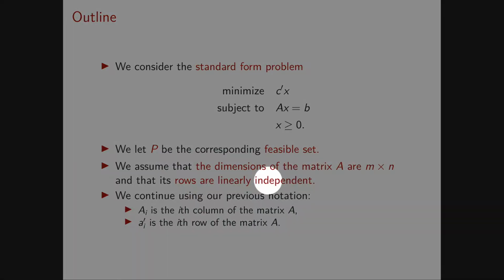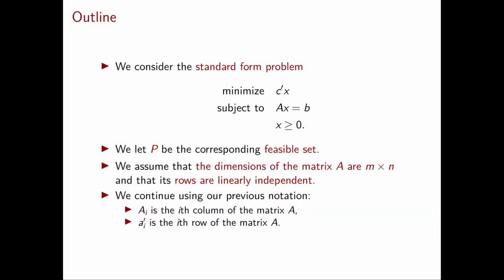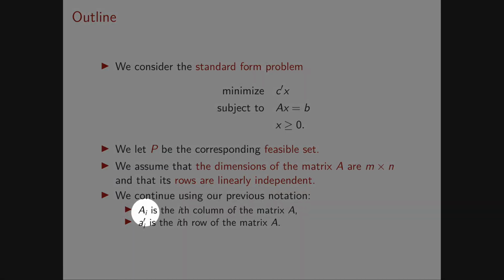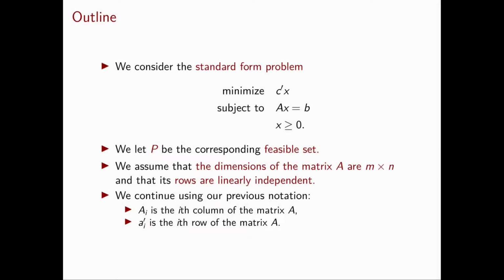We also assume that the rows of A are linearly independent, and we've seen in chapter 2 why this can be done without loss of generality. We will also keep using our previous notation. In particular, capital A_i is used to denote the i-th column of the matrix A, and a_i transposed is the i-th row of the matrix A.